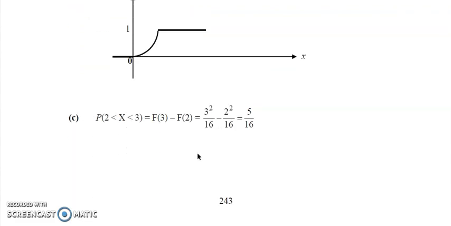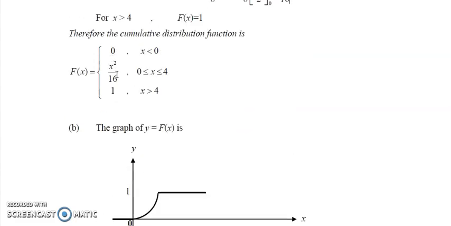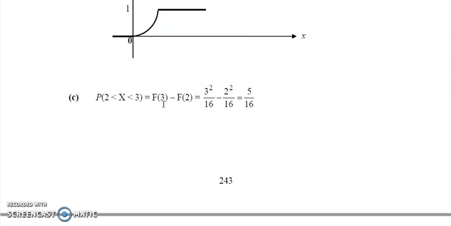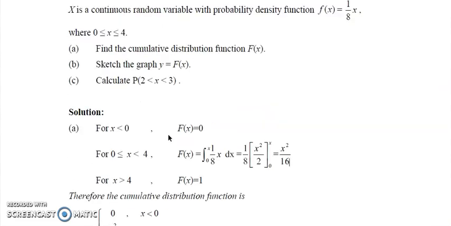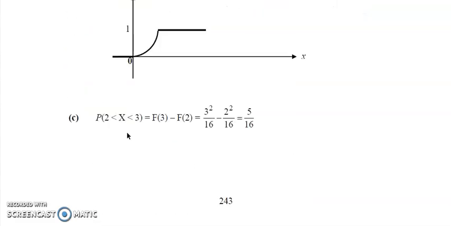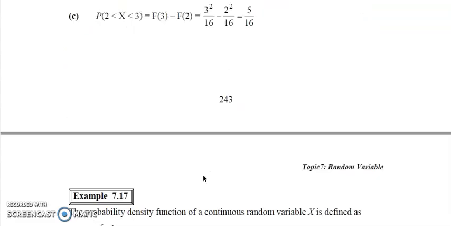Then the next one, question C, asks for the probability of x between 2 and 3. You can use the notes from before: you will have F of 3 minus F of 2. You already have the CDF function, x squared over 16, so just substitute F of 3 minus F of 2, which is 5 over 16. Or you can integrate your PDF, which is 1 over 8 x, from 2 until 3. Okay, let's proceed.